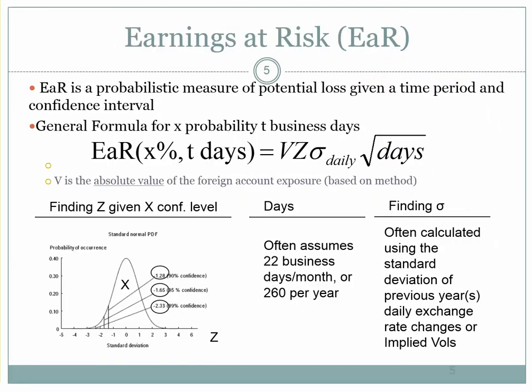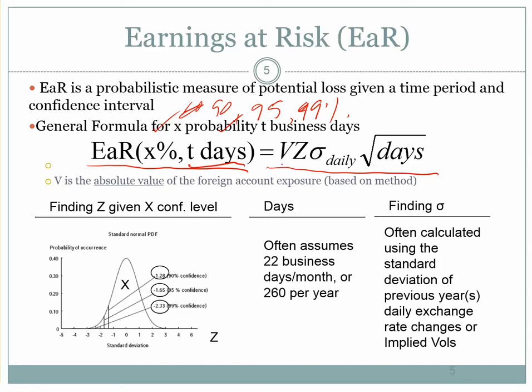So in EaR, the formula is given here: V times Z times daily standard deviation times square root of days. And you see that we always have to state an EaR for a given time period, say T days, for a given confidence interval. And that confidence interval is usually 90%, 95%, or 99%. So I want to make statements with 90, 95, or 99% confidence over the next T days of what the losses could be.